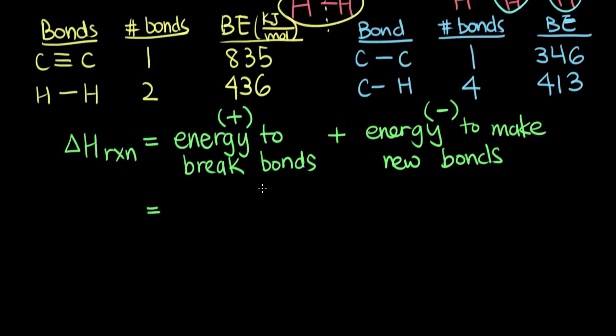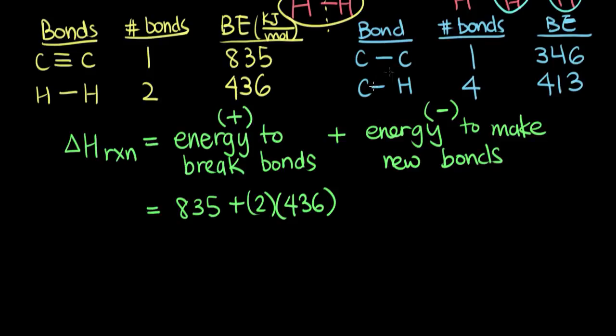Let's start with the bonds that are broken. So we have our carbon-carbon triple bond that will require 835 kilojoules per mole, and we have only one of them. And we also have to break two hydrogen-hydrogen bonds. So 2 times 436 kilojoules per mole, which is the bond enthalpy of that bond. So that's all of the bonds we break.